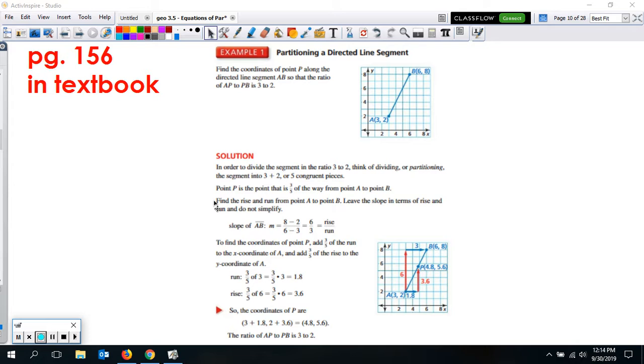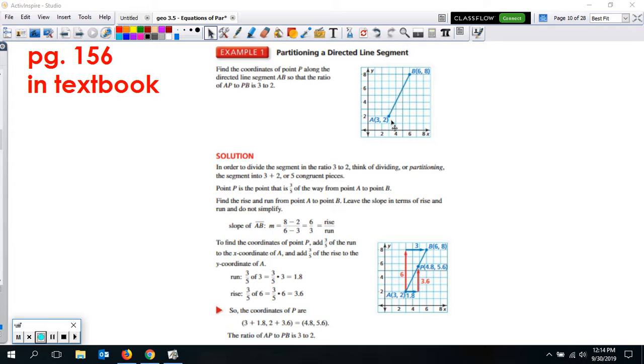Once you do that, you want to figure out the slope of AB. They figure out the slope is 6/3 as rise over run. They subtract the y's over the x's to do this, and they don't simplify it to 2. Notice 6/3 would equal 2, so our slope would be 2, but you want to leave it in rise over run fashion as 6/3. Now we need to see, if our 3:2 segment has 5 little pieces broken up, P is on the 3rd one here.